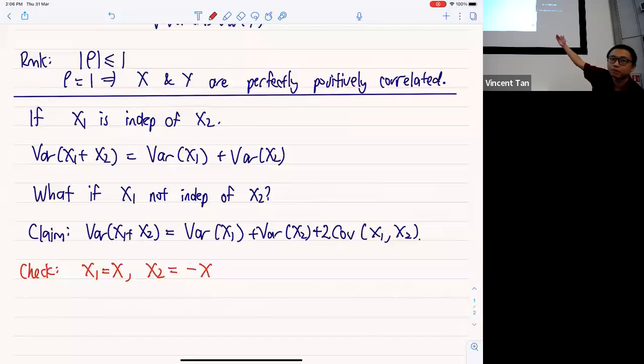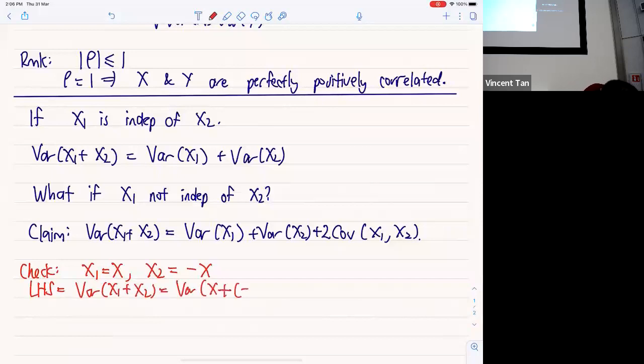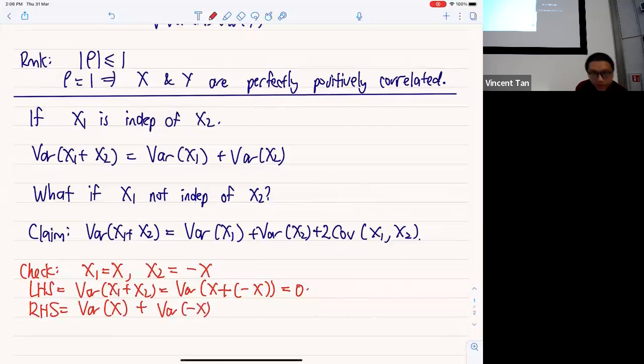So we ought to use this formula here. But is this formula correct? If I didn't put the 2 there, something is wrong. Let me show you. So left-hand side is equal to variance of x1 plus x2, which is variance of x plus minus x, which is of course 0. Variance of 0, as with the variance of any deterministic number, is 0. Agree? Very good. How about the right-hand side? We have the variance of x1, which is x, plus the variance of minus x. What is the variance of minus x?